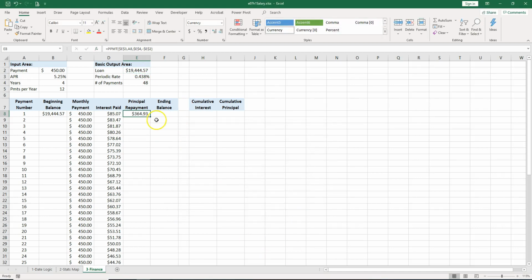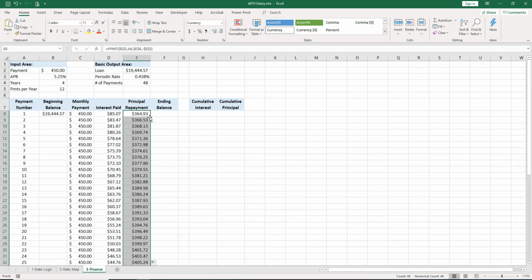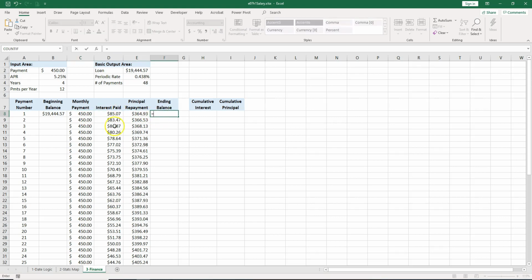And let's push OK. Double click to bring it down. As you can see here, the $450 we pay monthly is made out of interest and principal repayment. So if you add up 85 plus 364 and the cents, you're going to get 450. So the ending balance would be the beginning balance minus the principal repayment, because this is what you're going to pay from the loan. The interest is extra.